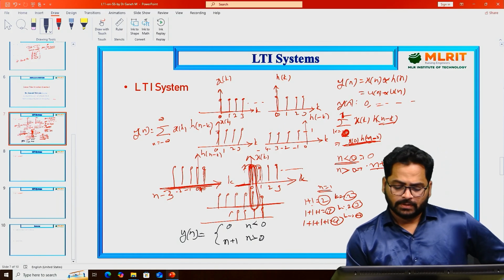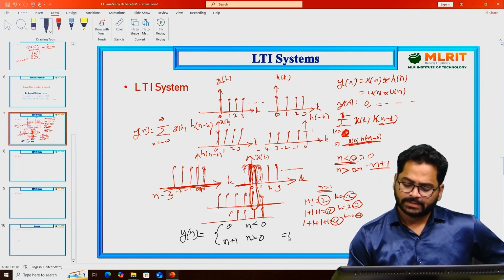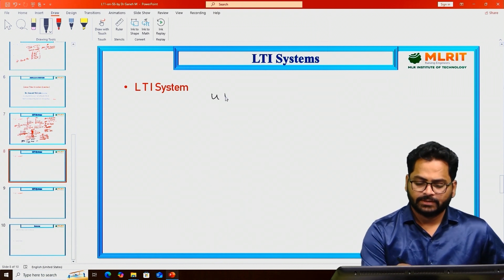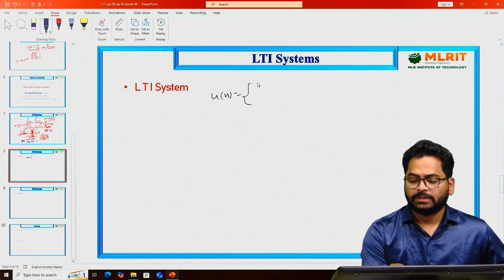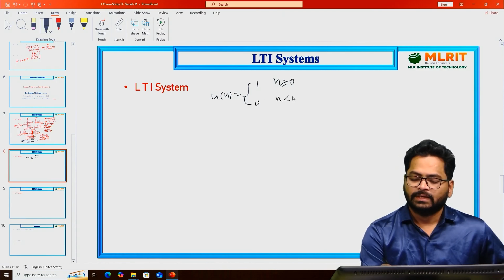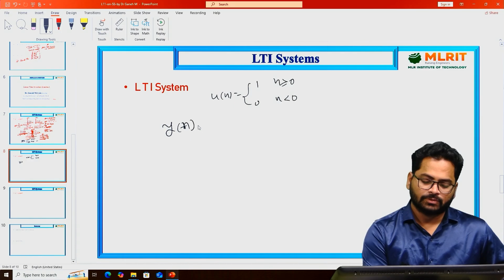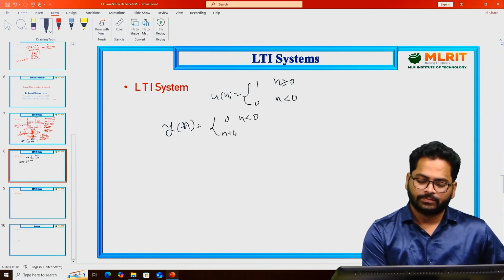N plus 1 for n greater than 0, which implies I can write what is n greater than 0. If I write the u of n function, that is 1 for n greater than or equal to 0, 0 for n less than 0. Similarly, y of n is equal to 0 for n less than 0 and n plus 1 for n greater than or equal to 0.